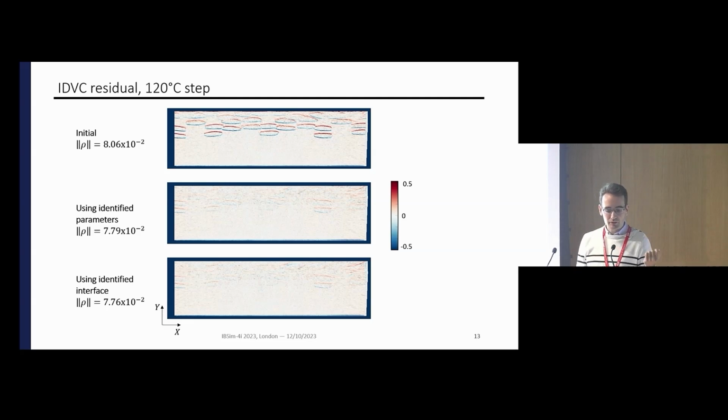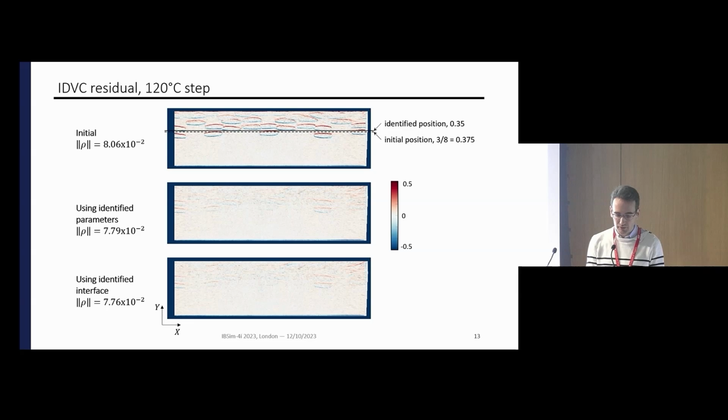What we want is to reduce this as much as possible. And in fact, most of the reduction, as you can see, occurs when we identify the material parameters, and then the identification of the interface position. The improvement is very small, it's not so visible in the image here, and the reduction of the global residual is also small. And here you can see, in plain lines, the identified position with respect to the initial position of the interface.